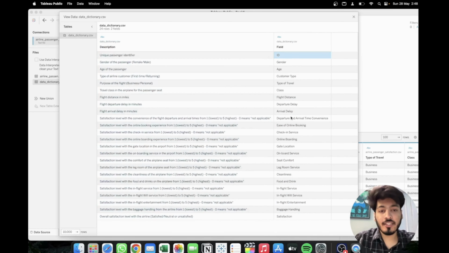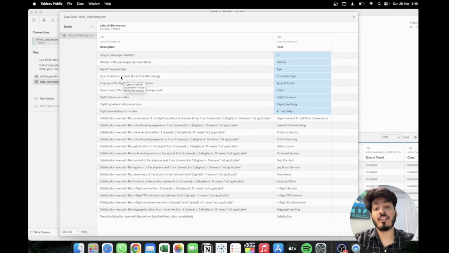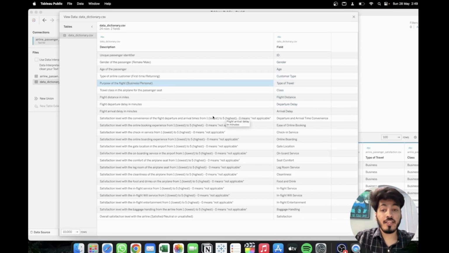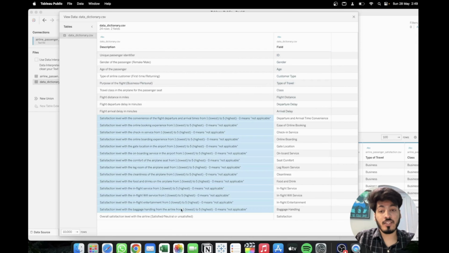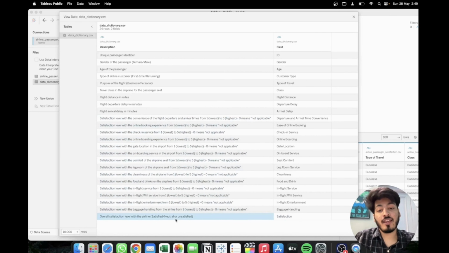You can see that from ID to arrival delay, the basic information of the passenger is given: the age of the passenger, what type of airline customer they are, whether first time or returning, and the purpose of the visit. From the question numbers onward, the satisfaction survey questions were asked to the passengers, and the answers vary from 1 to 5, with 1 being the lowest and 5 the highest, and 0 meaning the question is not applicable for that flight. The satisfaction score is given as satisfied, neutral, or unsatisfied for each user.